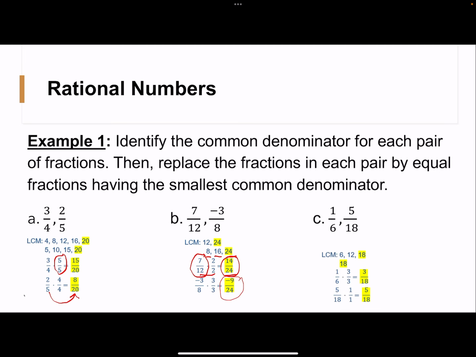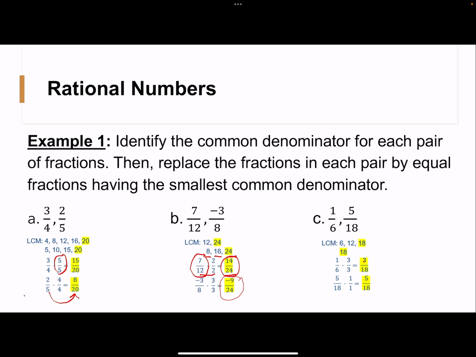In C, if we look at the least common multiple of 6 and 18, you can see that we get 18 as our least common multiple. That is my common denominator. So to convert 1/6 to a fraction that has a denominator of 18, I'm going to multiply by 3 over 3. 6 goes into 18 3 times. 3 times 1 is 3. 5 over 18 already has the common denominator of 18. Basically, it does not change. We're multiplying it by 1.